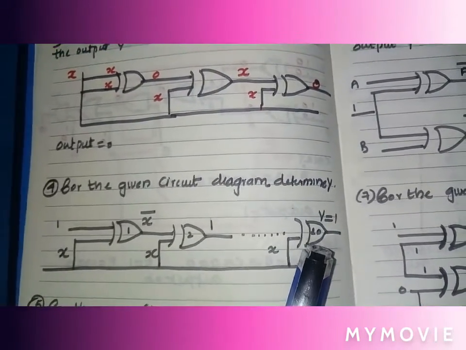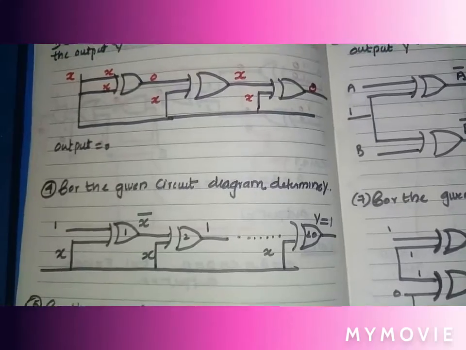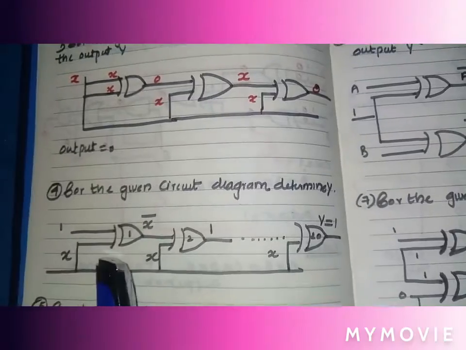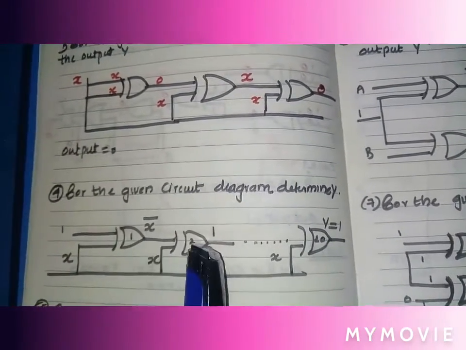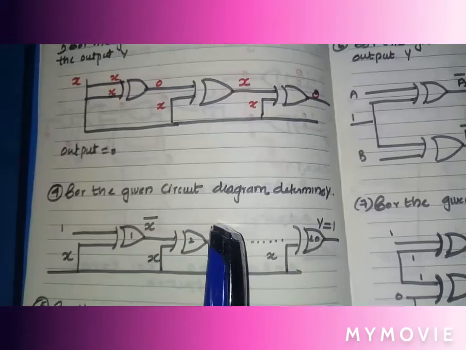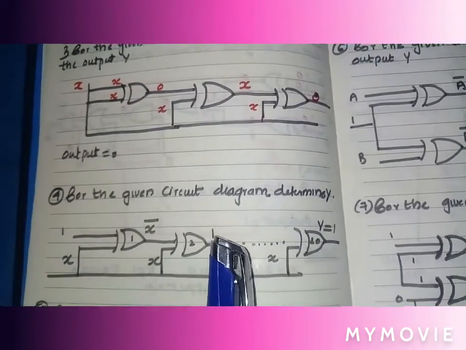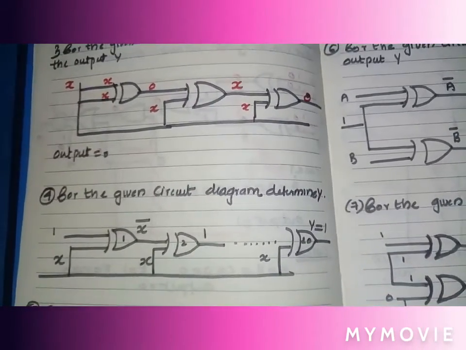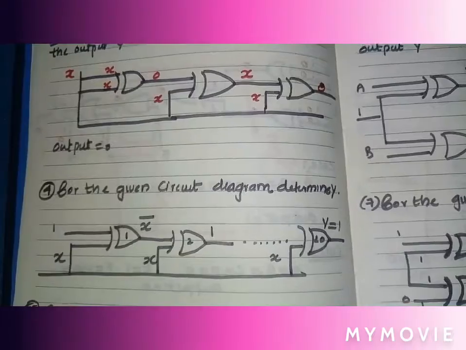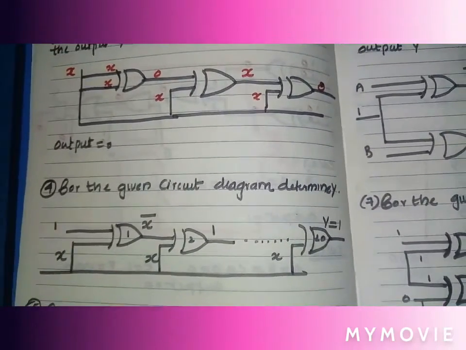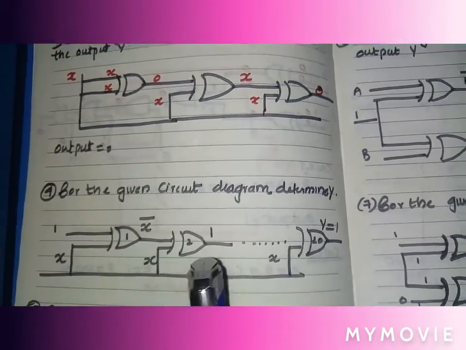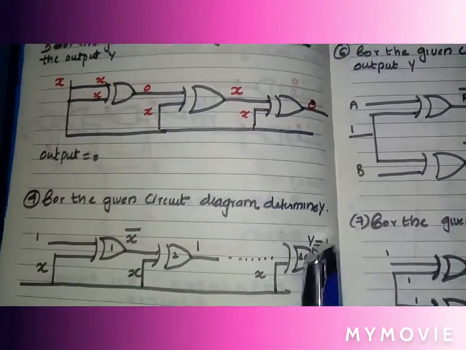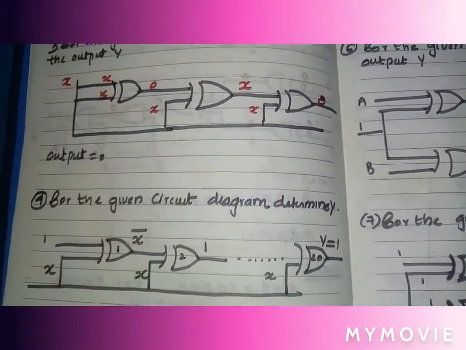To answer for this circuit, we just compare the cases like that. For the first XOR, the output will be X bar. For the second XOR, the output will be 1. The third XOR has an output of X bar. The fourth XOR has an output of 1. So we can conclude that the odd XOR output will be X bar and the even XOR output will be 1. So the 20th XOR output will be 1, and the output of the circuit diagram will be 1.